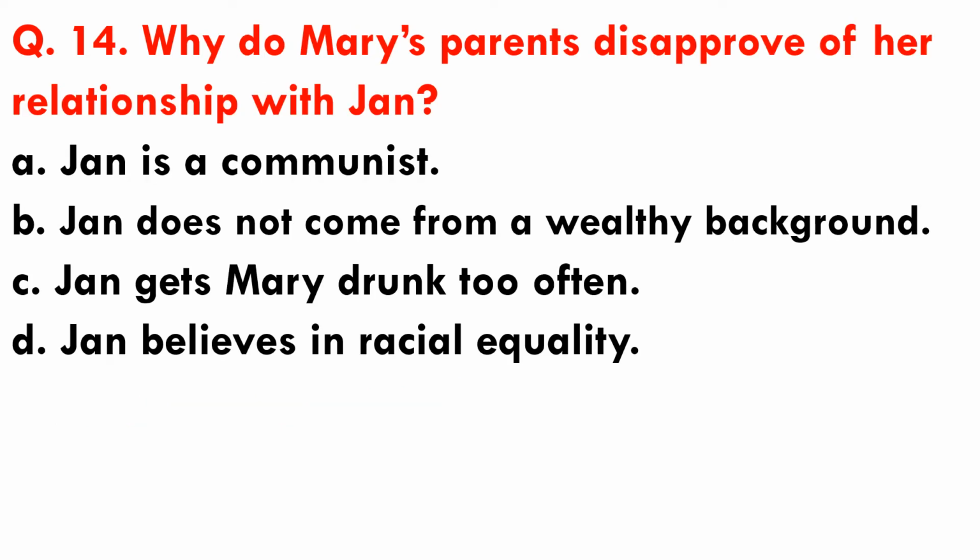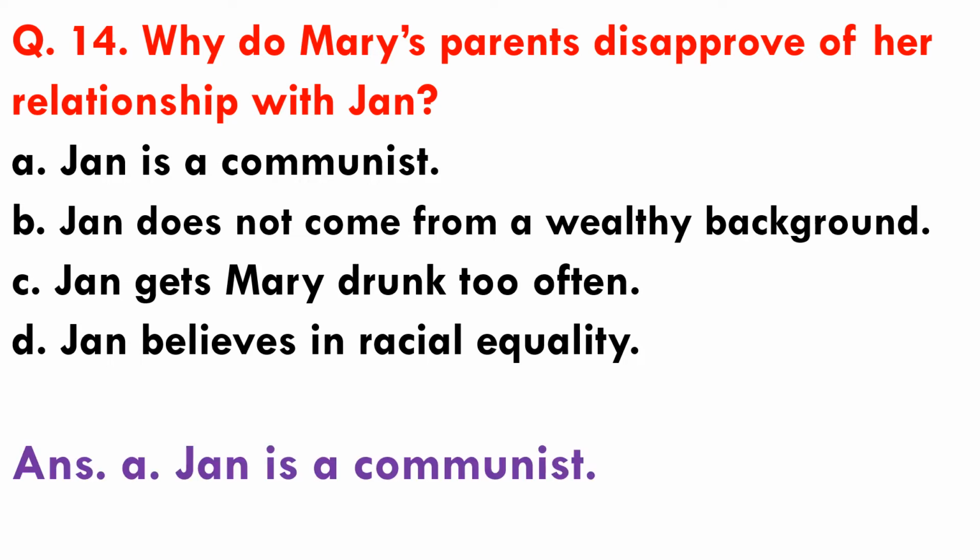Question number 14. Why do Mary's parents disapprove of her relationship with Jan? Options are A. Jan is a communist. B. Jan does not come from a wealthy background. C. Jan gets Mary drunk too often. And D. Jan believes in racial equality. So here the reason behind Mary's parents' disapproval of her relationship with Jan is that he is a communist. Option A is the correct answer.